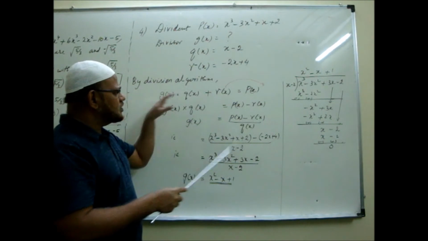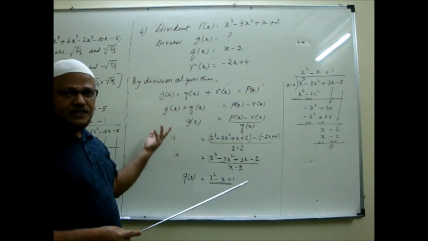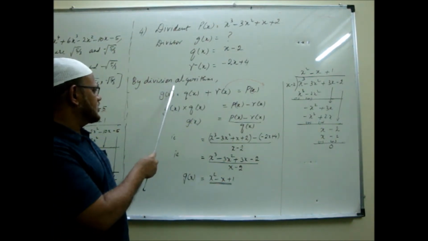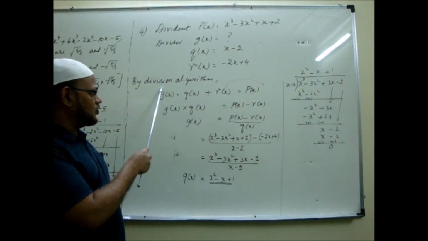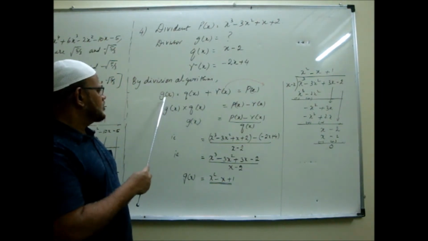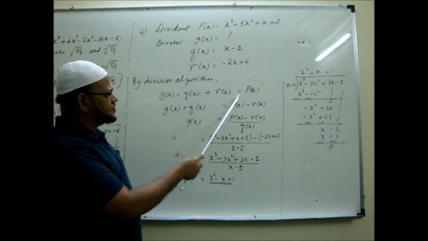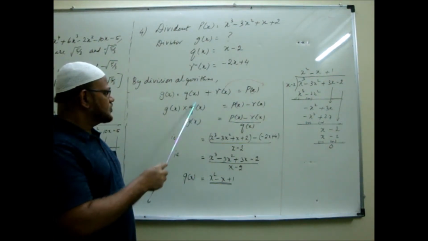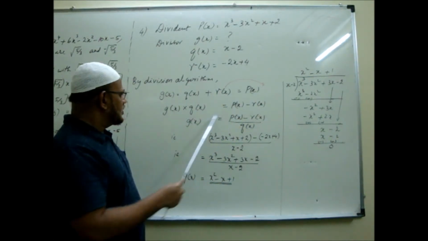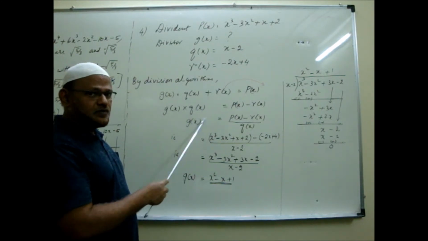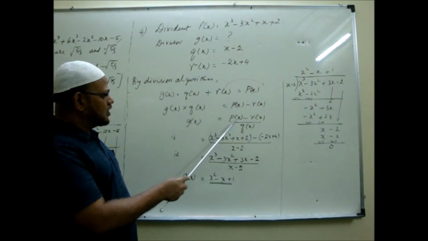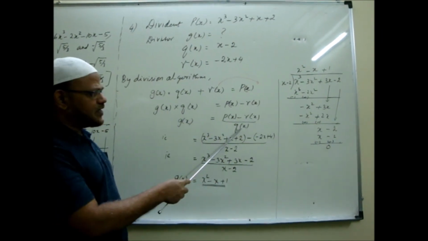There are four items. They may give you any three, and you find the fourth one just by transposing. Here we do not know the divisor, g(x). The rest of the three things are given. So substitute here: g(x) into q(x) plus r(x) is equal to p(x). You want g(x), so transpose r(x) to the other side, so you get p(x) minus r(x). Then transpose the quotient q(x) also to the other side.